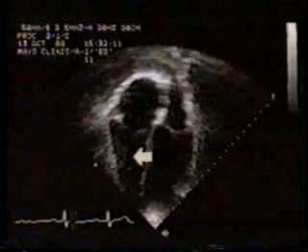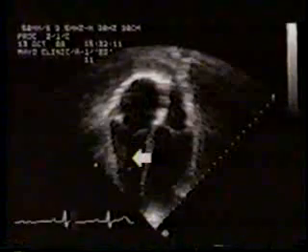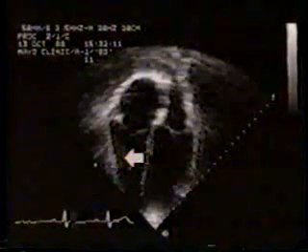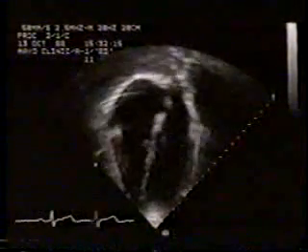The right ventricular cavity is mildly dilated, but importantly, note that the right ventricular wall is markedly hypertrophied. In real time, you can appreciate normal systolic function of right ventricle, normal tricuspid and mitral valves, and normal left ventricular size and function.